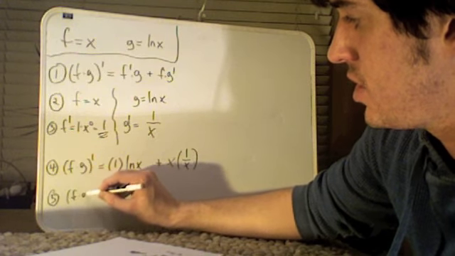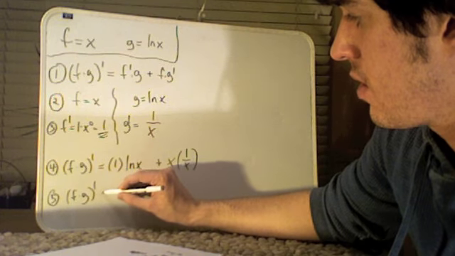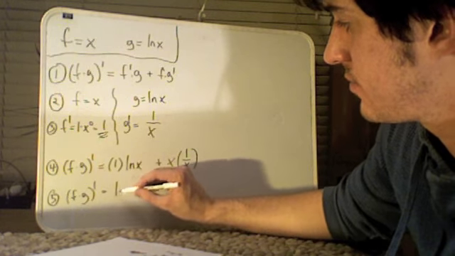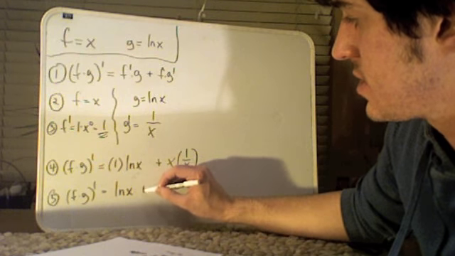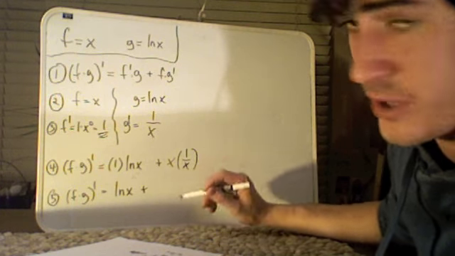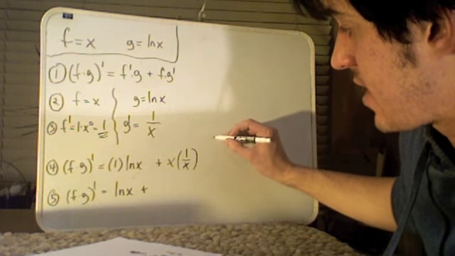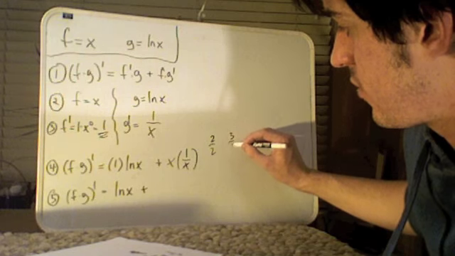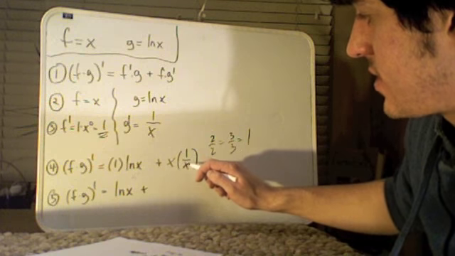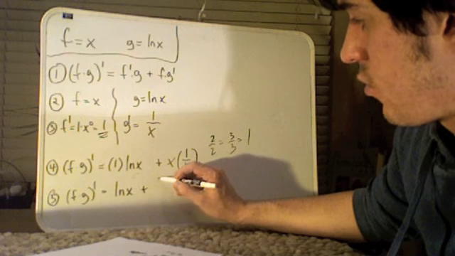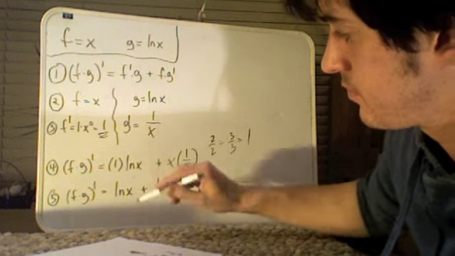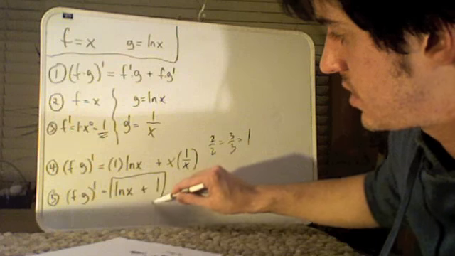(fg)', what's 1 times ln x? It's just ln x. Equal to ln x plus x times 1 over x. What is that? They just cancel each other out. This is like 2 over 2, or 3 over 3. 2 over 2 is equal to 3 over 3. They all just equal 1. So x over x is 1. So the answer, your derivative, to these two functions is ln x plus 1.